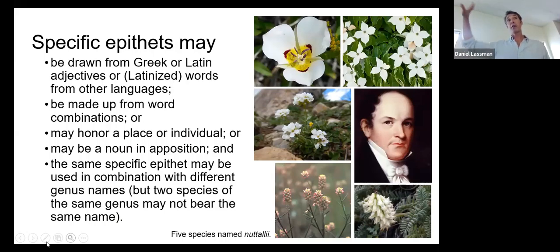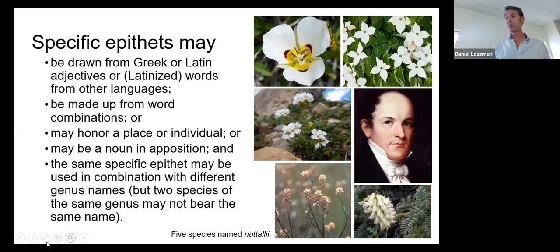Specific epithets, on the other hand, so those are genera. These are specific epithets. They can also be drawn from Greek or Latin or some other language. They can be made up from word combinations. They can honor a place or an individual. They can also be a noun in apposition, which means that you're using a noun to describe another noun, which is kind of weird. And finally, the specific epithet may be used in combination with different genera. So here are five different genera, all ending in nuttalliae after Thomas Nuttall. So Calochortus nuttalliae, Cornus nuttallii, weirdly enough, described by John James Audubon, Alyssum nuttallii, Polygala nuttallii, and Astragalus nuttallianus.